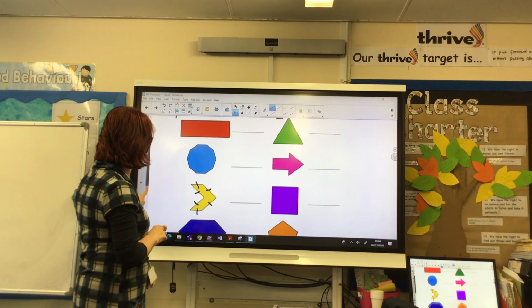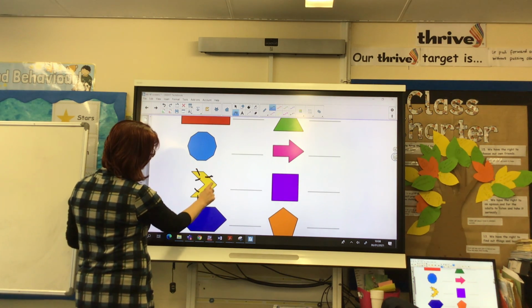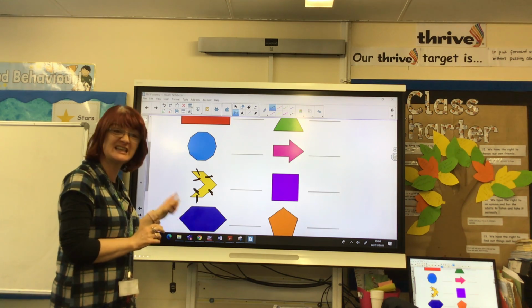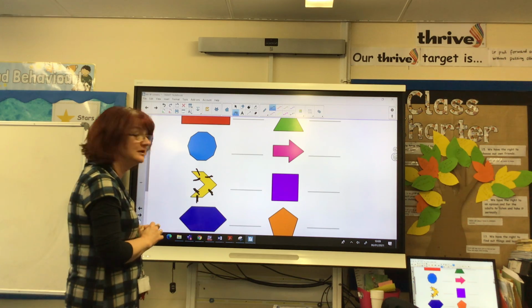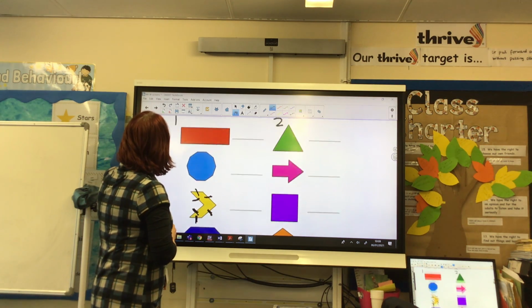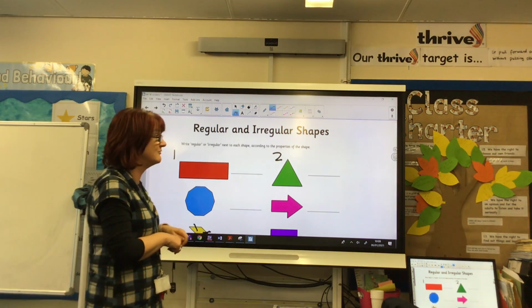Okay, so I'm looking at this one here. This is an interesting one. Counting the sides, 1, 2, 3, 4, 5, 6. It's a fun shape. It's a 6-sided shape. It must be. Yes, you're absolutely right. It's a hexagon. So if you could complete that for me, either on the sheet or on a piece of paper, that would be brilliant.